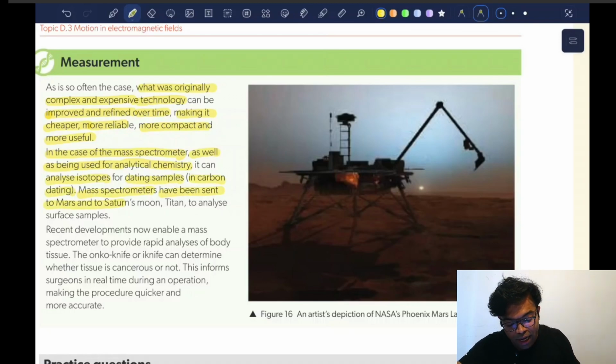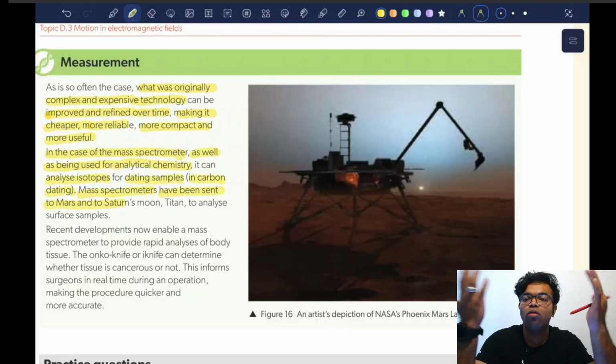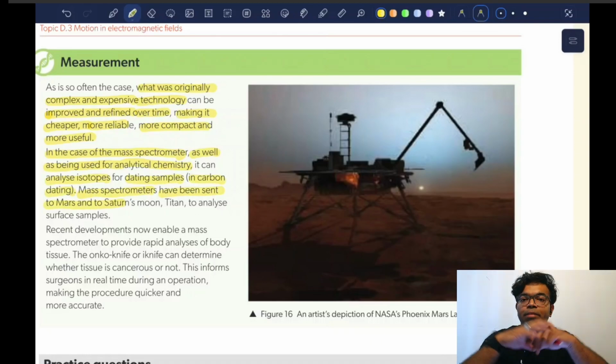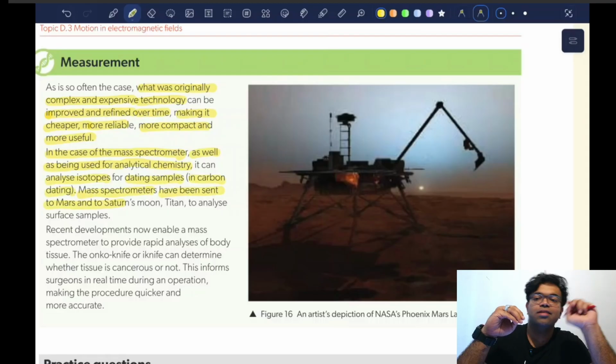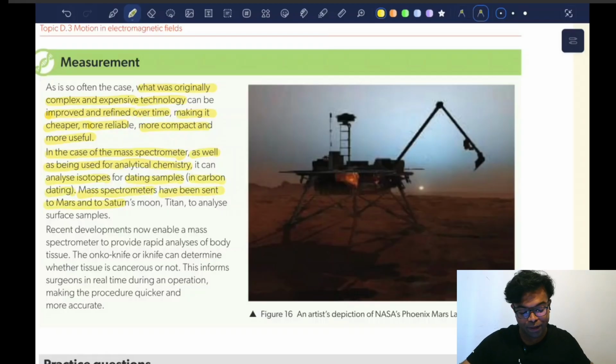Now, recent developments enable a mass spectrometer to provide rapid analysis of body tissue. The iKnife can determine whether the tissue is cancerous or not. This informs the surgeon in real time during an operation, making the procedure quicker and more accurate. So you have a knife like this, and the knife basically scans whether the tissue is cancerous or not. In the whole patient's body, the surgeon is able to correctly visualize which is cancerous tissue that has to be removed and which is healthy tissue that has to be kept inside the body. Understood?